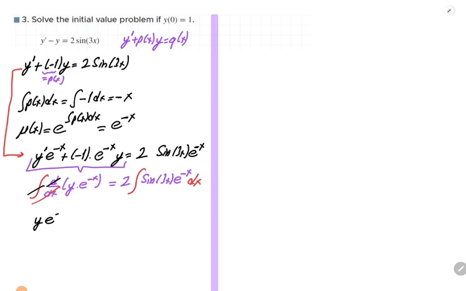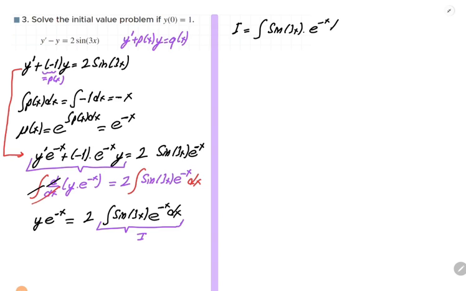I obtain y times e to the minus x here and 2 times the integral of sine 3x e to the minus x dx on the right hand side. I'm going to call this integral I. To take this integral, I am going to apply integration by parts, because it's a multiplication of a trigonometric function with an exponential function. So I is equal to the integral of sine 3x times e to the minus x dx.